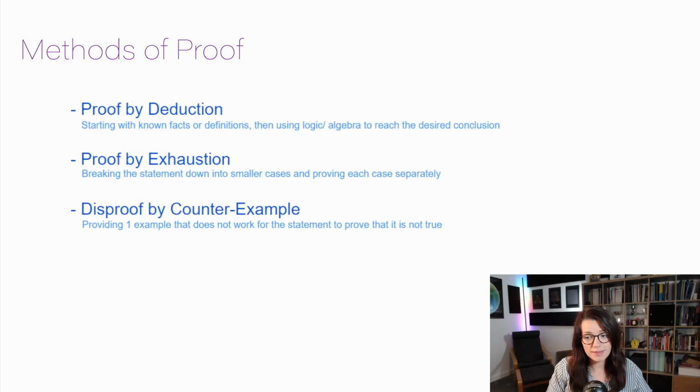Here are the three methods of proof we need to be comfortable with in year one. We've got proof by deduction, proof by exhaustion, and disproof by counterexample. Starting with proof by deduction, that's when you start with some known facts or definitions and then use logic or algebra to reach the desired conclusion. With proof by exhaustion, you're going to break the statement down into smaller cases and then prove each case separately. And then for the disproof by counterexample, you just need to provide one example that does not work for the statement to prove that it is not true. I'll go through two examples of each type.